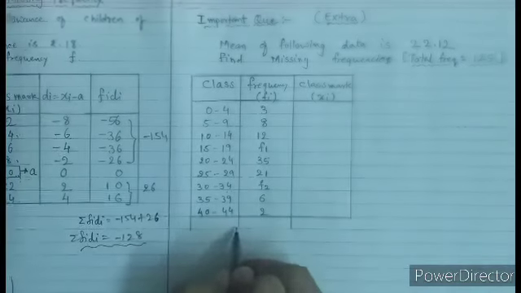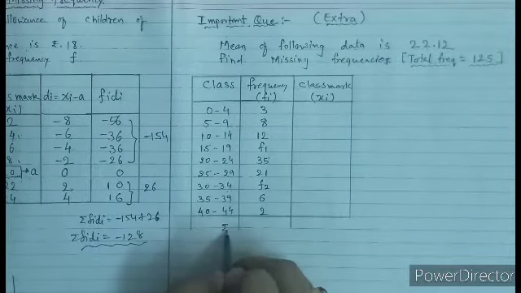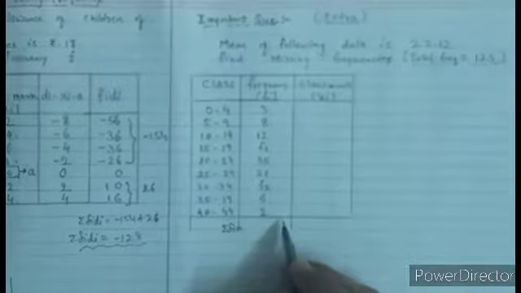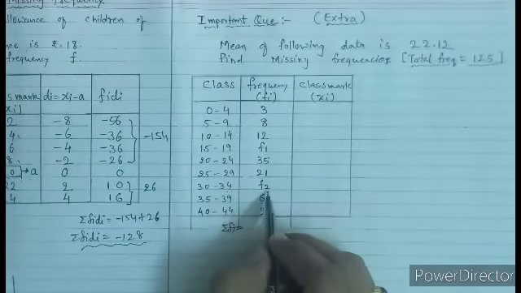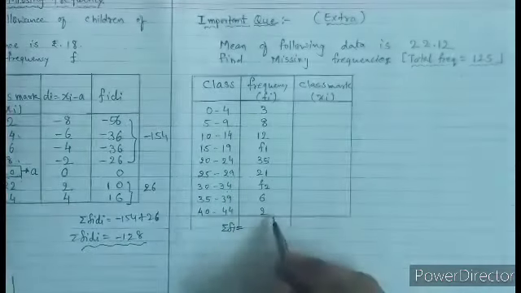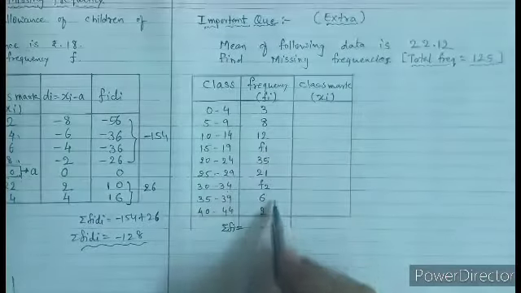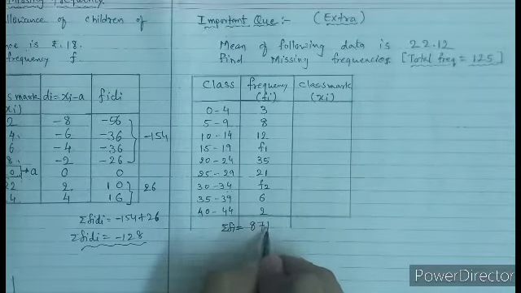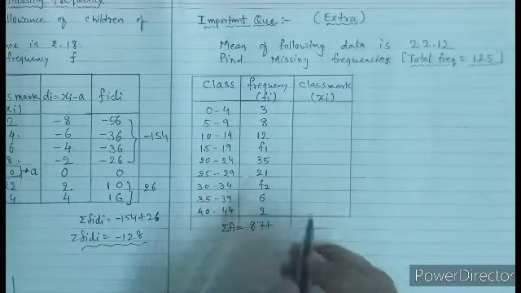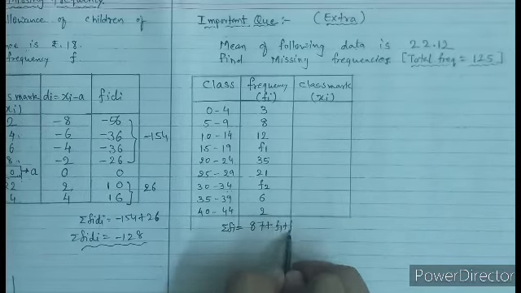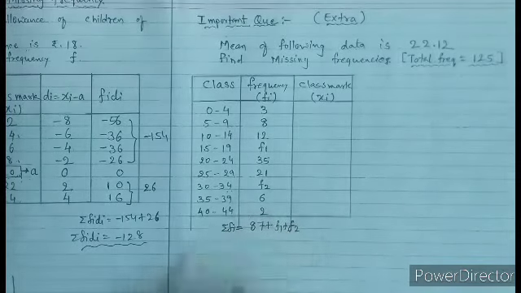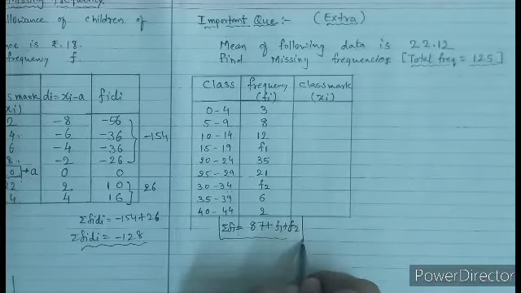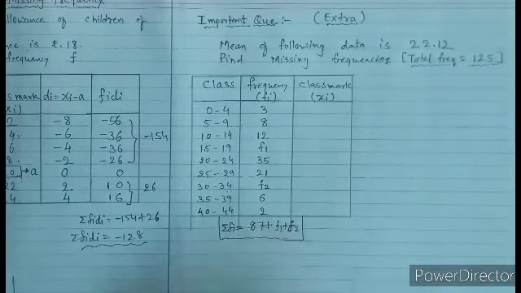Now first of all, we will get sigma fi. Sigma fi means sum of all the fi. We will do the sum of all these numbers excluding f1 and f2. So except f1 and f2, do the sum of all the numbers. So you will get the sum of all these numbers, 87, plus these two missing frequencies, f1 plus f2. So here we got sigma fi equals 87 plus f1 plus f2. This is what you have to do first of all.